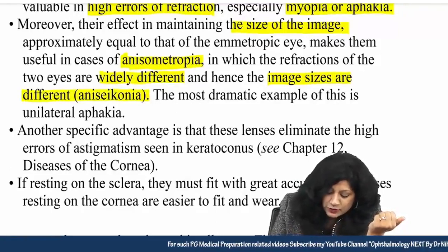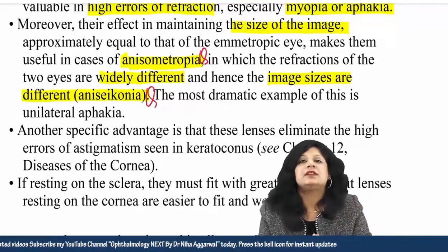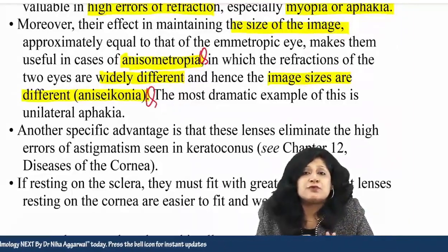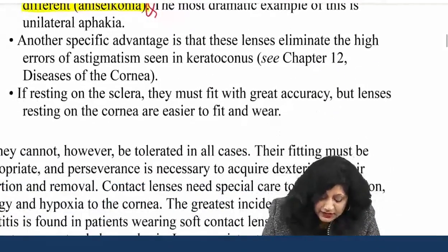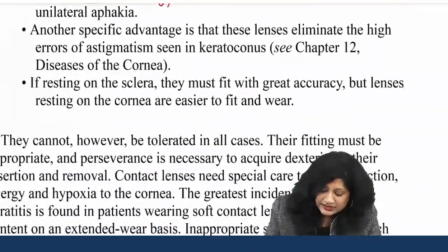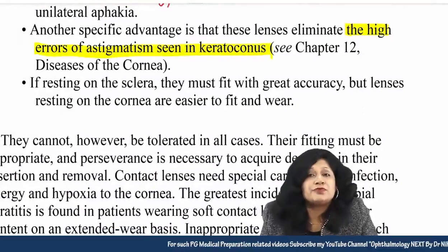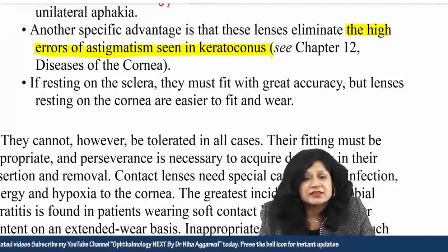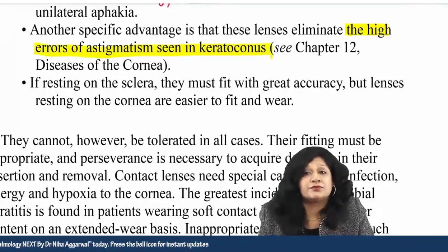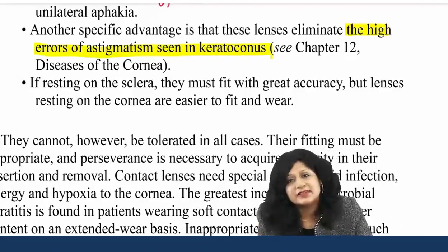So if you remember, we have discussed this in the classes, and these two terms are again important, and therefore the contact lenses are of very high yielding use in cases of anisometropia. Another specific advantage of these lenses is that they eliminate the high errors of astigmatism like keratoconus. So they are of very high yielding importance in cases of irregular astigmatism, in cases of high myopia, in cases of aphakia. But usually we do not talk about aphakia because there the PCIOL is the best one.